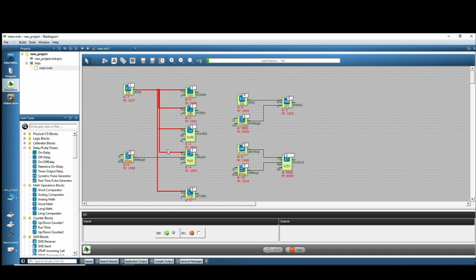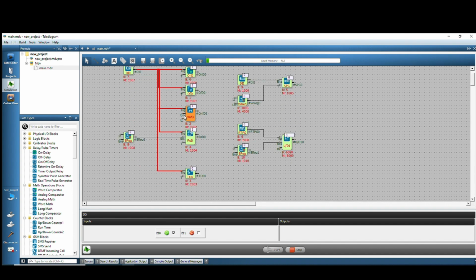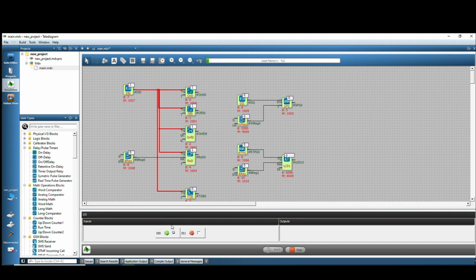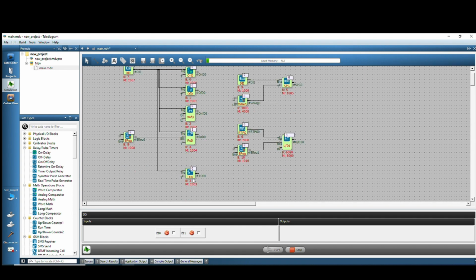In off delay, as soon as digital input 0 is active, it will switch to position 1, but when digital input 0 goes to position 0, it will wait for 5 seconds and then switch back to position 0. The on and off delay will provide delays both when rising and falling.